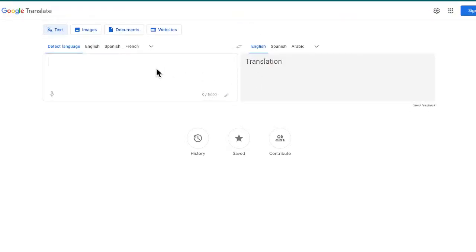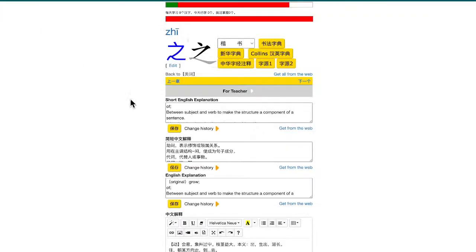Okay, let's see. 类词, class words? No, not really. I don't know, so this is not a good translation. Anyway, these are the characters or words that a lot of times serve a grammatical function to indicate the structure of the sentence, things like that.